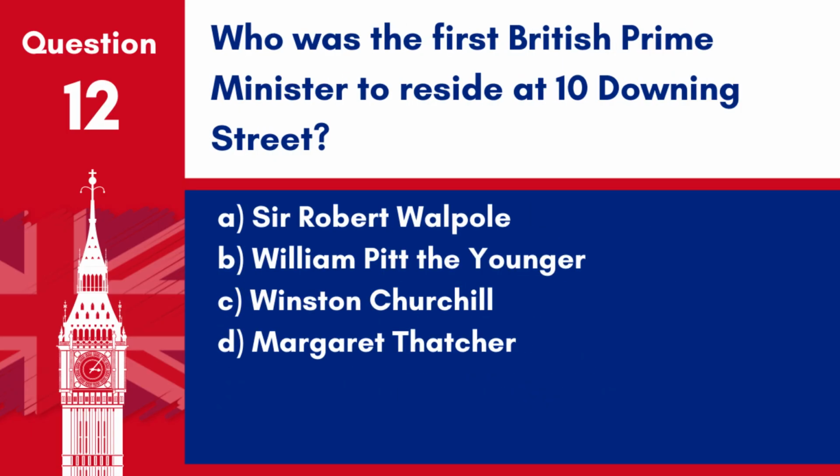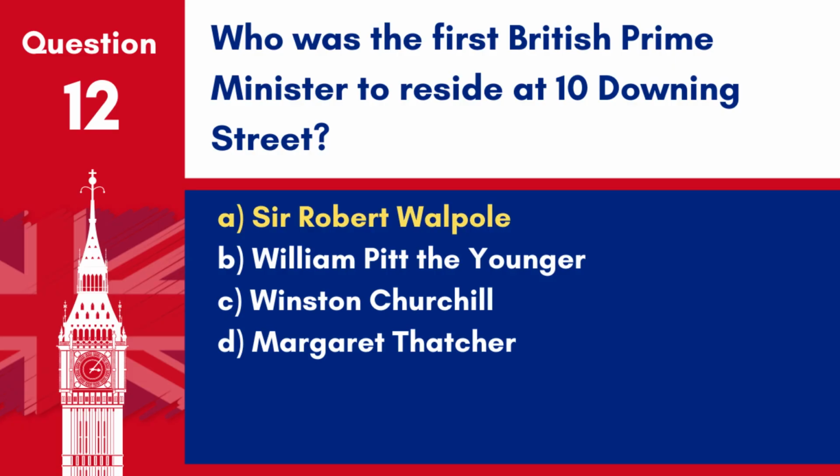Question 12. Who was the first British Prime Minister to reside at 10 Downing Street? A. Sir Robert Walpole. B. William Pitt the Younger. C. Winston Churchill. D. Margaret Thatcher.